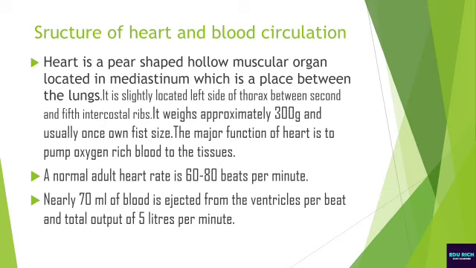A normal adult heart beats 60 to 80 times per minute, which can be taken as 70. 70 ml of blood is commonly ejected with each contraction of the ventricles. This is called stroke volume. So 70 is the pulse rate and 70 ml is the stroke volume. 70 into 70 is nearly 5 liters of total output. In simple terms, with each minute of heartbeats, the heart circulates around 5 liters of blood to the body. That is called cardiac output.